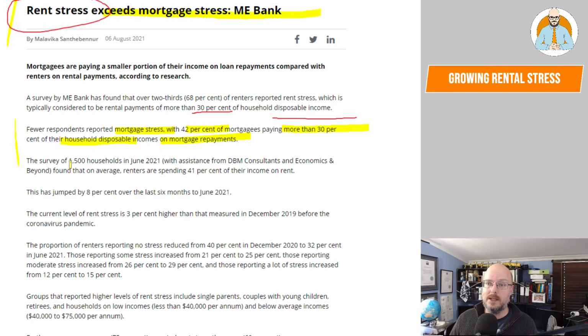The survey of 1,500 households in June 2021, with the assistance of DBM consultants and Economics and Beyond, found that on average renters were spending 41% of their income on rent. Oh boy, 41%. That's insane. That is just utterly insane.